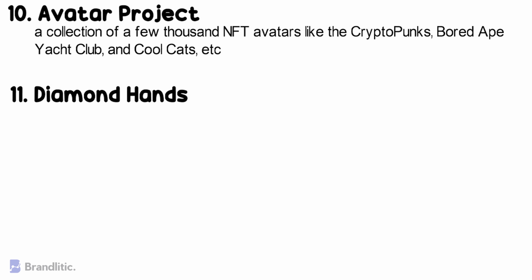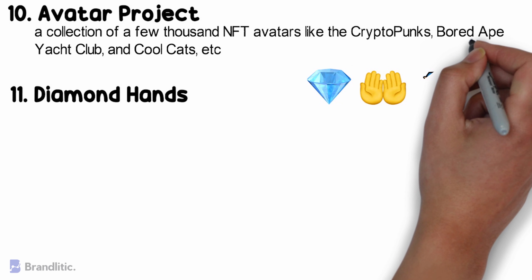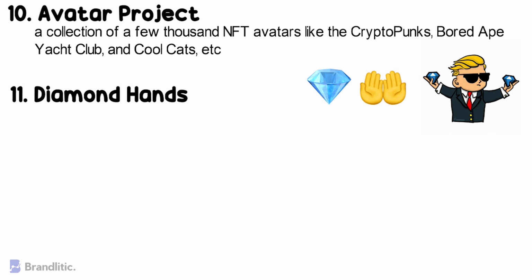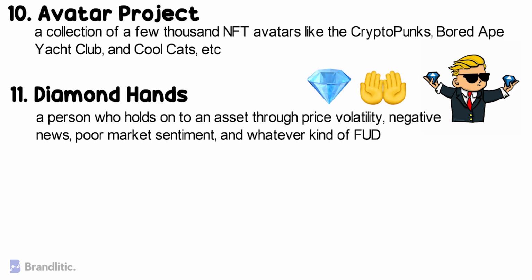Next, number 11. Diamond Hands. Diamond Hands is one of the most popular slang terms in the world of crypto and NFTs. It's become its own meme, its own emoji, and even the theme of whole NFT projects. A person with diamond hands is the person who holds an asset throughout the price volatility, negative news, poor market sentiments, and whatever kind of FUD that you'll encounter in the space.